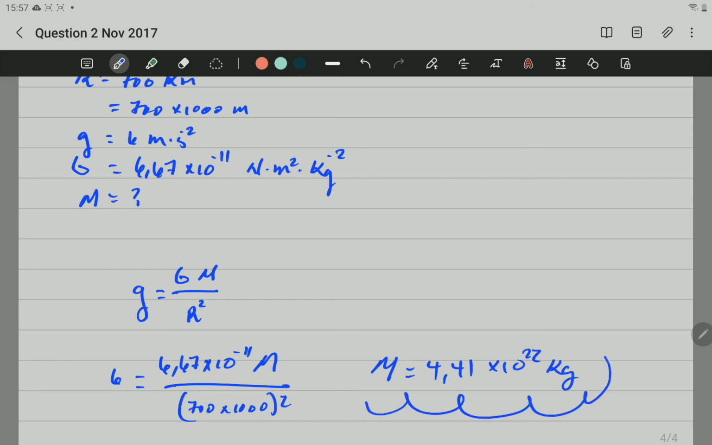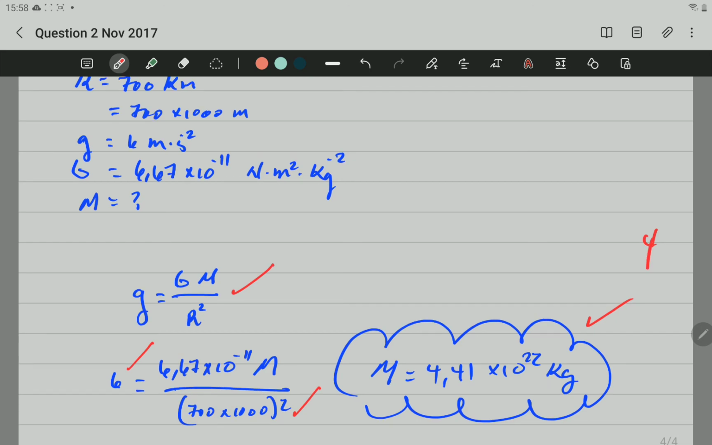I went a little bit fast because it's not going to be asked in this specific control test, but it may be used later on. So there is 1 mark for the formula, 1 for the substitution of the 6, 1 for the substitution of the radius converted already, and 1 for the final answer. There are 4 marks for this question. So this question is now done.